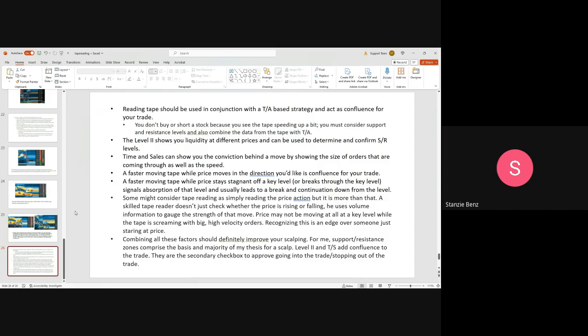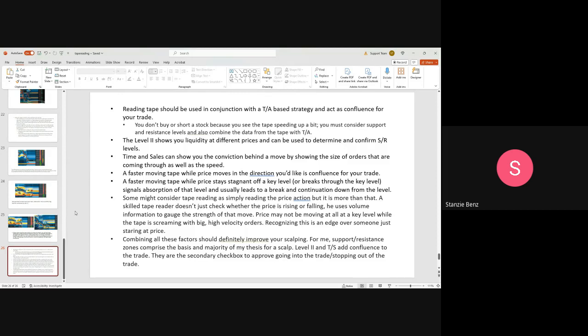The tape shows liquidity at different prices and can be used to determine and confirm support and resistance levels. It can show you the conviction behind a move by showing the size of the orders that are coming through as well as the speed. So that's what we just talked about. You need to internalize that concept. You need to watch tape while the market's open and identify when that happens.